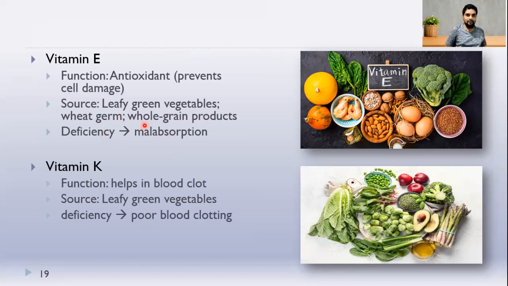Vitamin K, the final vitamin that we are looking at here, has the main function of helping in blood clotting. Whenever we have a cut in our skin, we start to bleed, and vitamin K is important to help stop the process that causes us to lose too much blood. The main sources that we can get vitamin K from would include leafy vegetables, green leafy vegetables. A deficiency of vitamin K will therefore lead to poor blood clotting.